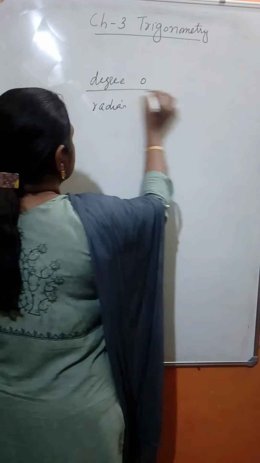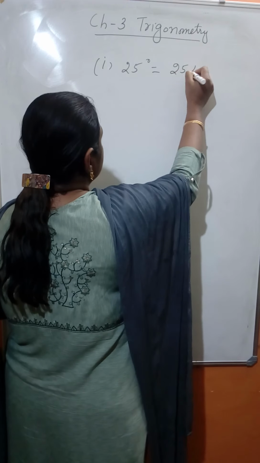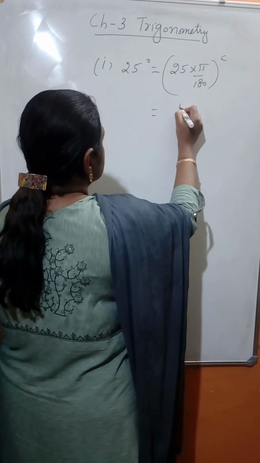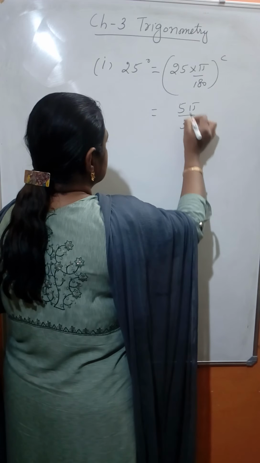Okay. Now NCERT first question, first part, we have to convert 25 degree into radians. So 25 degree is the same as 25 into pi by 180 radians, which is the same as 5 pi by 36.